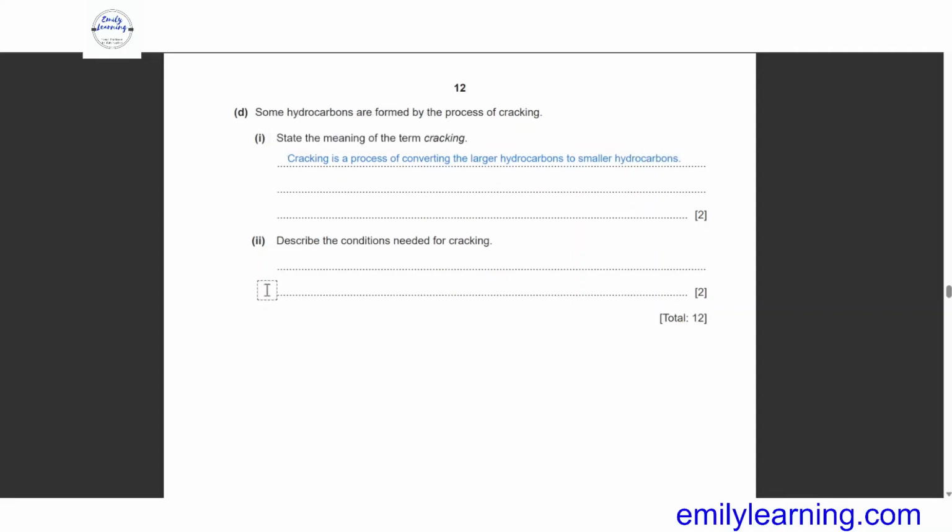Okay, describe the conditions needed for cracking. So basically you need heat or high temperature and a catalyst. Because they gave us 2 marks, you need to write 2 points here.